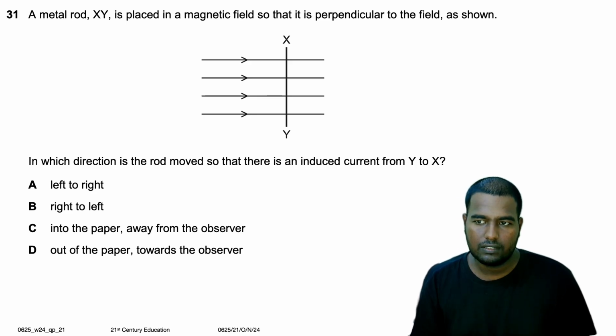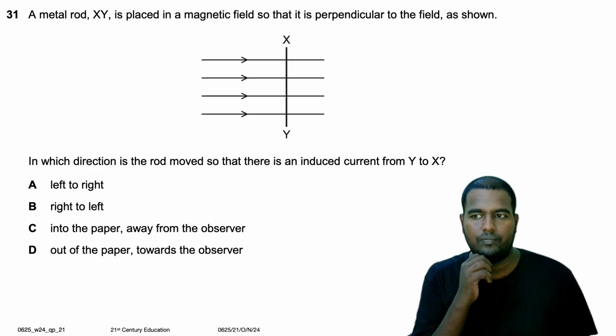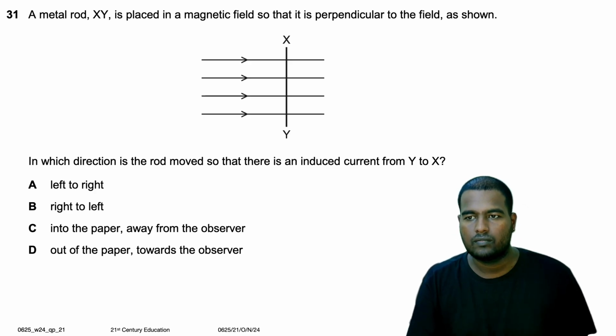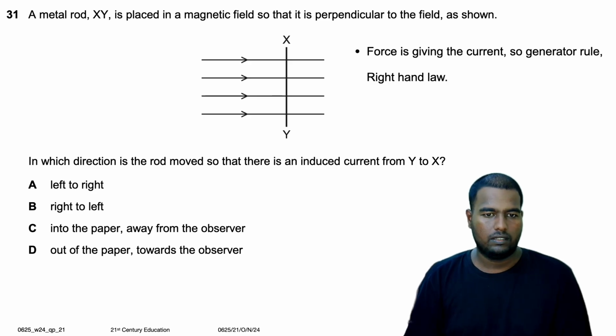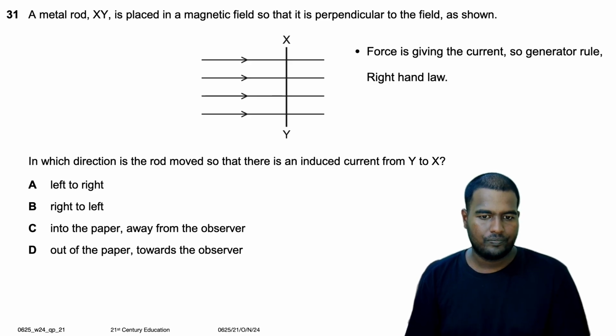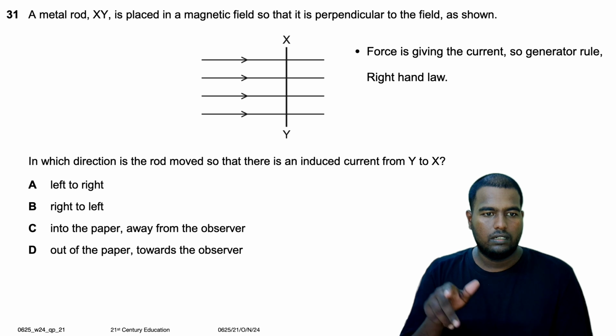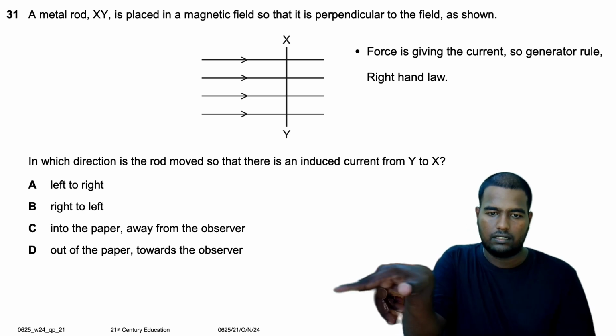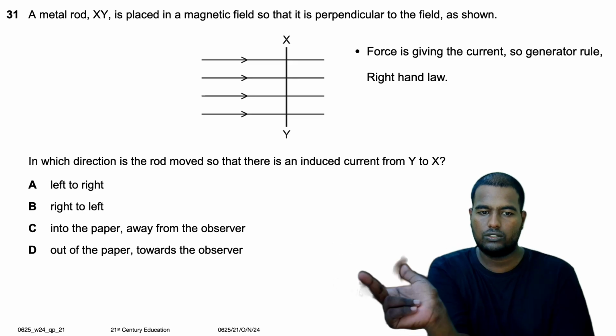Force is given and current is being asked, so it's the generator rule. We have to follow the right hand rule. Now, the field is in this direction. The current has to pass from Y to X, so it has to go up.